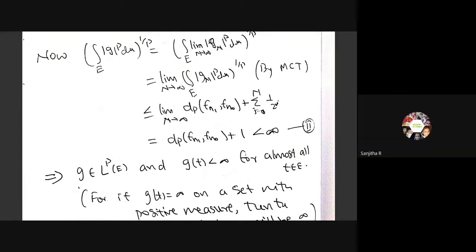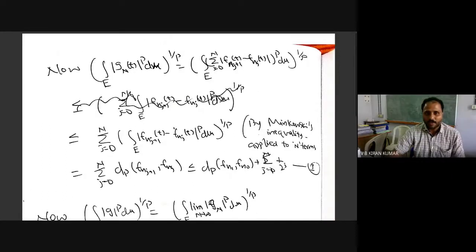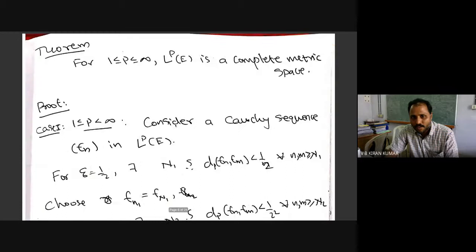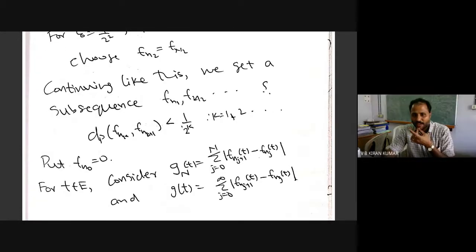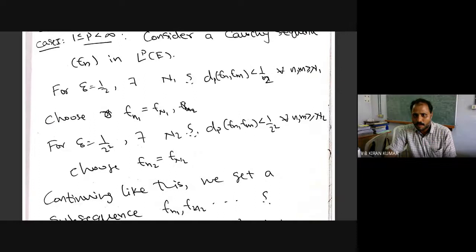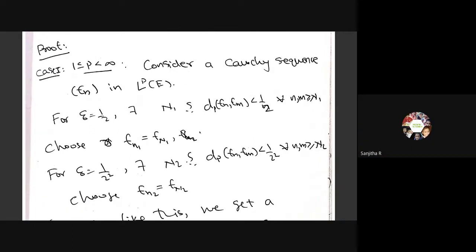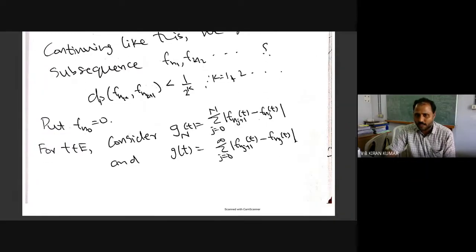Sir, not that clear. Kindly let me know what is not clear. Sir, you have a Cauchy sequence, and we can consider a subsequence with this property. That's fine, right? Yes, sir. So you have a subsequence with this property. Now I am constructing g_N and g in this way.